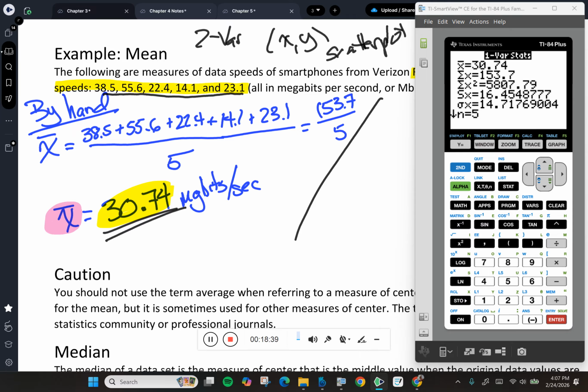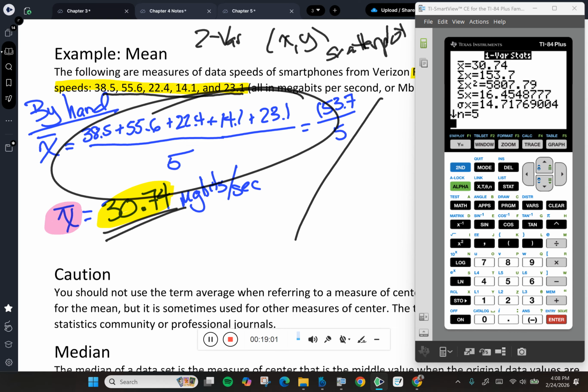Now, I know what you're thinking. That was a lot of work, and this was pretty easy, and it was. For 5 numbers, I don't know the advantage to this. For more than 5 numbers, it will be advantageous. When you've got a 20 data point list, I don't want to do it by hand.